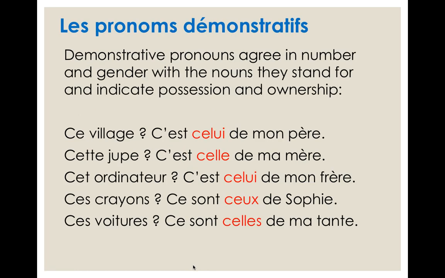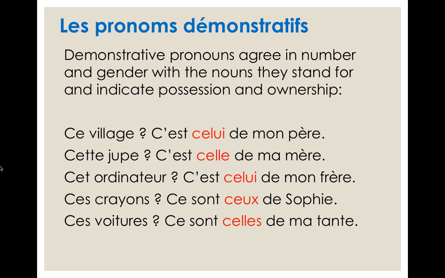Now, les pronoms démonstratifs. So we talked about adjectives and how they describe a noun. If we actually want to take the place of a noun and say this one or that one, then we're going to use demonstrative pronouns. Now, demonstrative pronouns must agree in number and gender with the nouns they're standing in for, and they indicate possession and ownership. Here are some examples. Ce village, this village, c'est celui de mon père. It's the one of my father. Cette jupe, this skirt, c'est celle de ma mère. It's the one of my mother.